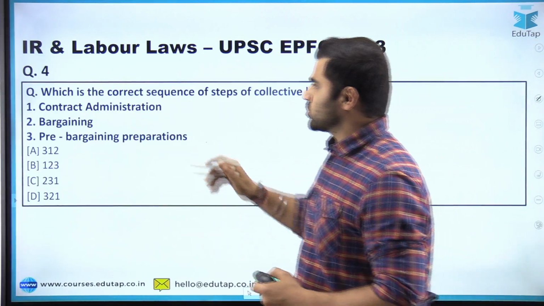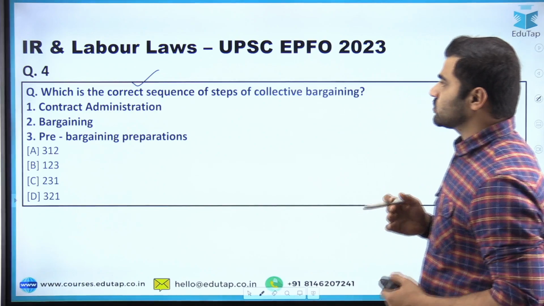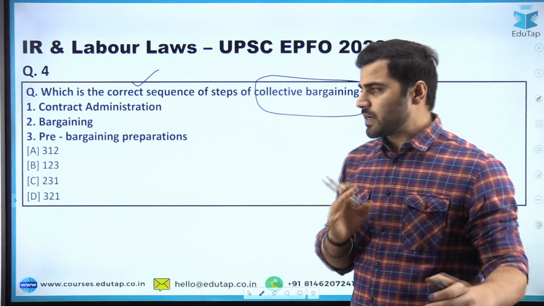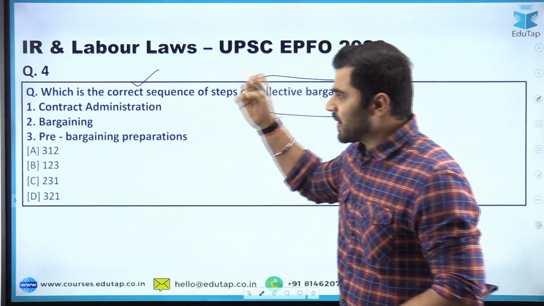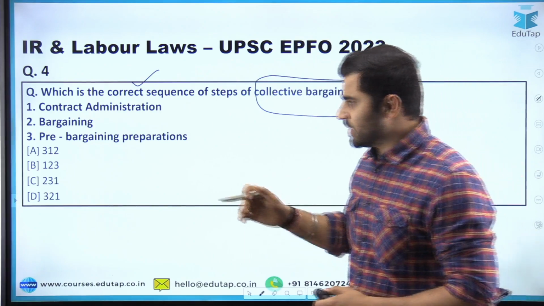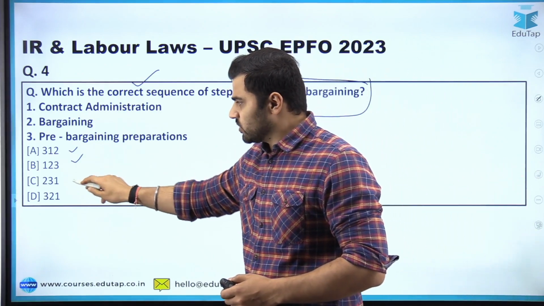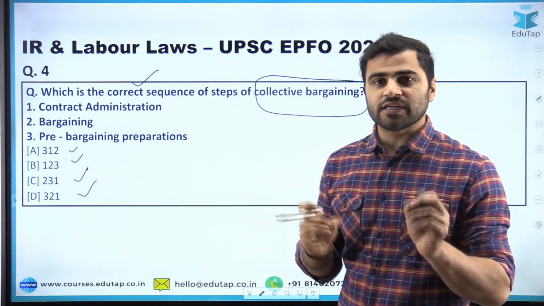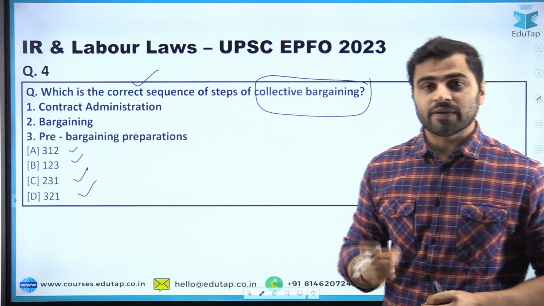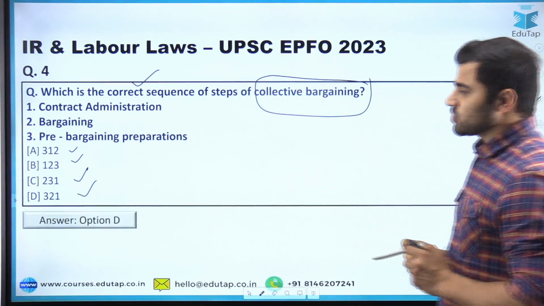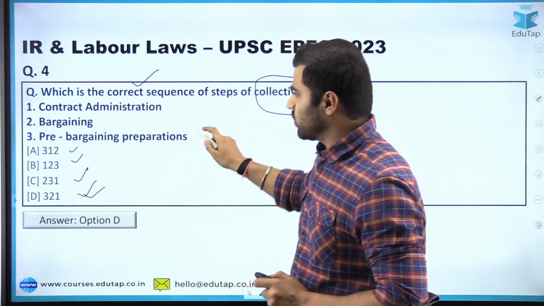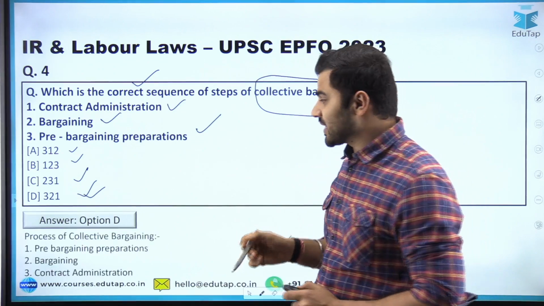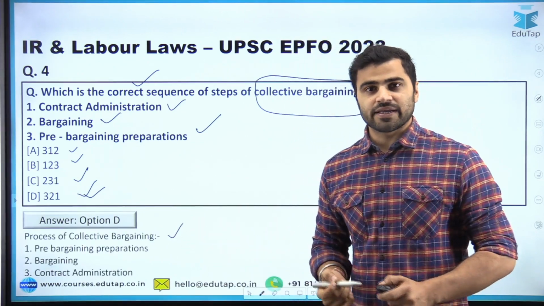Now guys, question number 4. Which is the correct sequence of steps of collective bargaining, right? So what is the correct sequence of steps in the collective bargaining? Your options are contract administration, bargaining, or pre-bargaining preparations, right? Your options here are 312, 123, 231, or 321. These kinds of questions are the favorite area of UPSC, and they are frequently asked in the examination conducted by UPSC. So the right answer is option number D, that is 3, 2, 1. First of all, pre-bargaining preparations come, then bargaining, then contract administration. So this is the correct sequence in the process of collective bargaining.